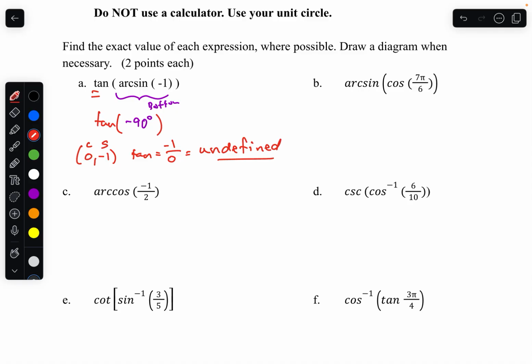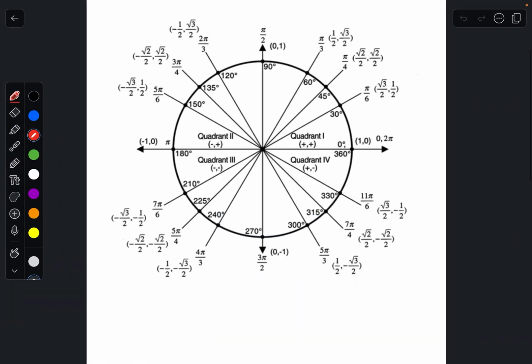All right, go to 7 pi over 6. If you look at 7 pi over 6 on the unit circle, that's -√3 over 2. We can go look at the unit circle. So 7 pi over 6, the cosine right there is -√3 over 2.